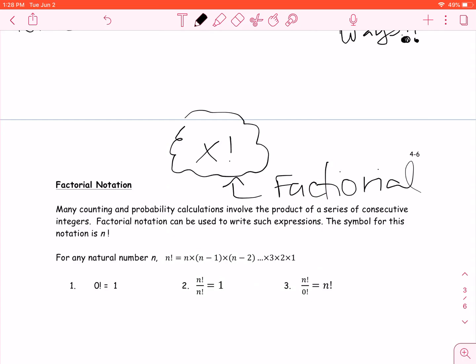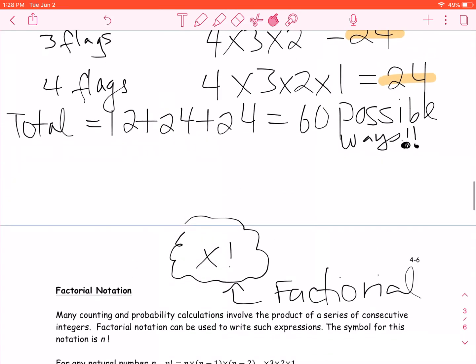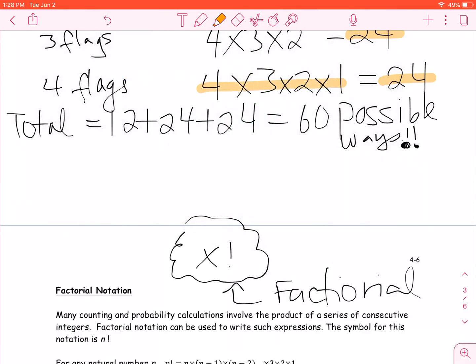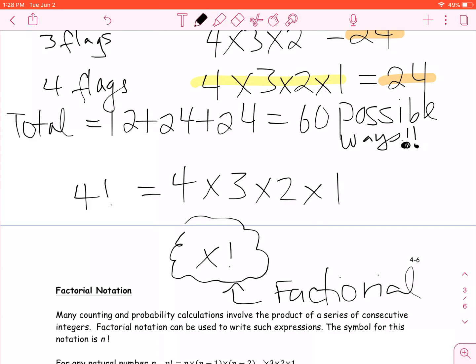So many counting and probability calculations involve the product of a series of consecutive integers. Factorial notation can be used to write such expressions. The symbol for this notation is n factorial. Okay, so even if we could just go back up to our example here, 4 times 3 times 2 times 1, okay? That would be like writing 4 factorial, because 4 factorial takes all of the numbers, writes them in descending order, and multiplies all those numbers till you get to 1. Okay, so it's 4 times 3 times 2 times 1.